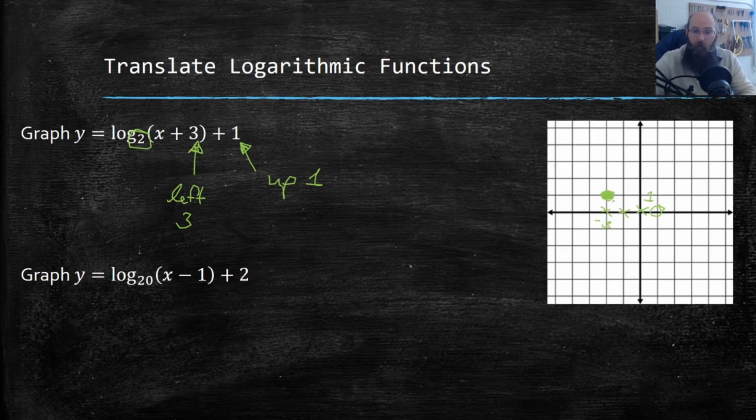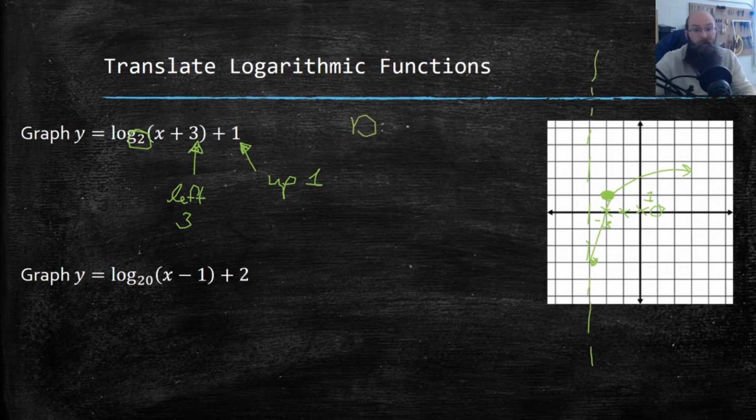And then from there, what does this graph do? Well, it goes 1 over here and comes up, and then it turns. In this case, my asymptote was also shifted to the left 3, so I have an asymptote right here. Hopefully you can see that. But it goes right there at x equals negative 3. All right, that's what my graph looks like.